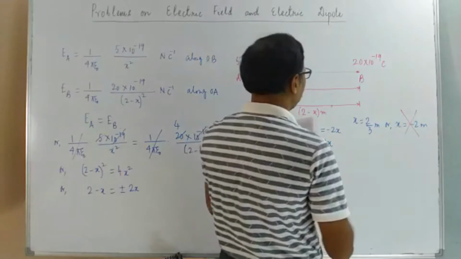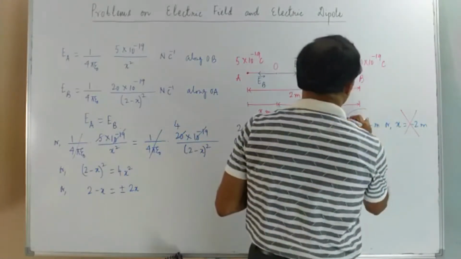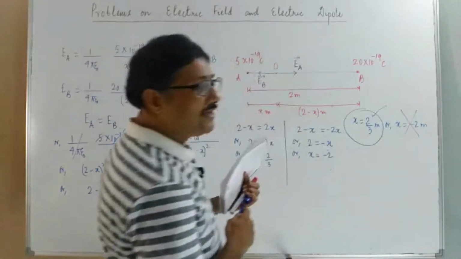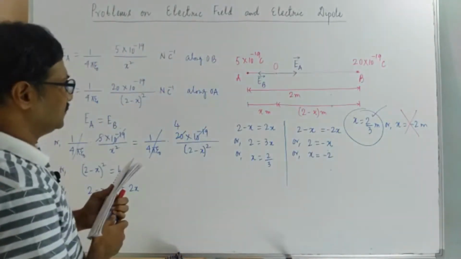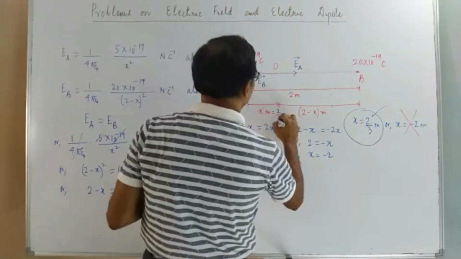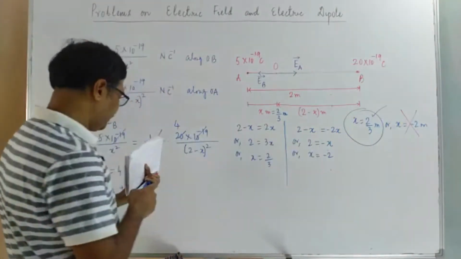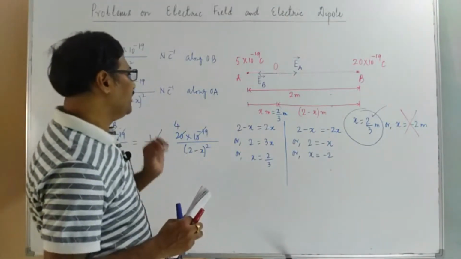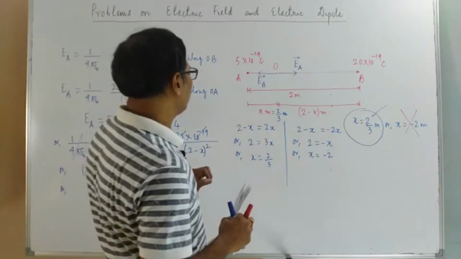The solution is x is equal to 2 by 3 meter. So you can see that x is equal to 2 by 3 meter. Another interesting thing you may take note of.